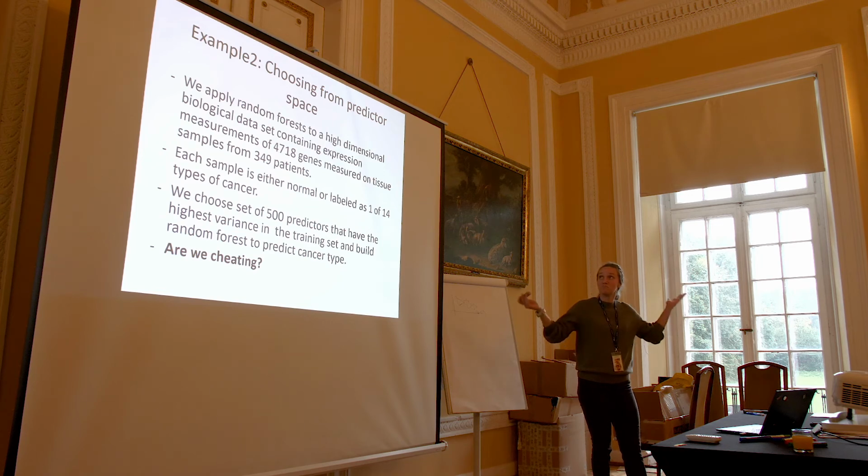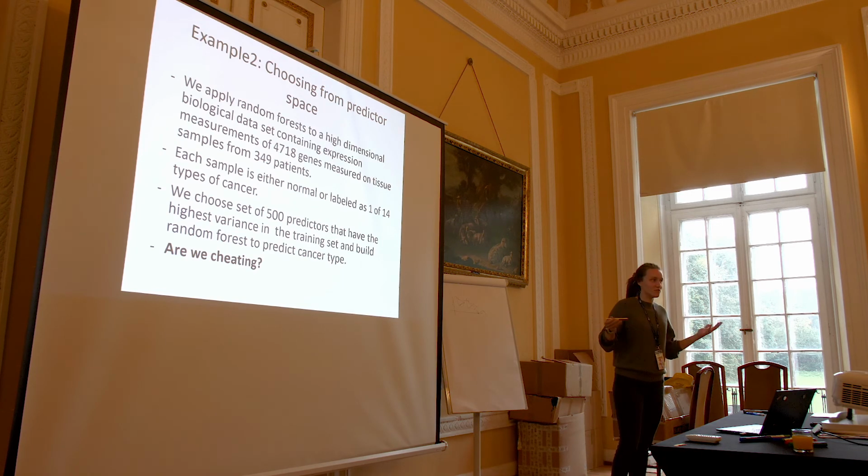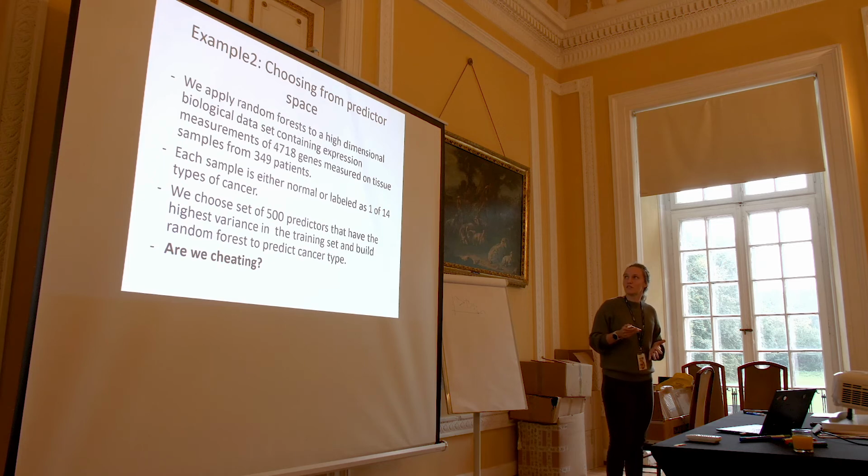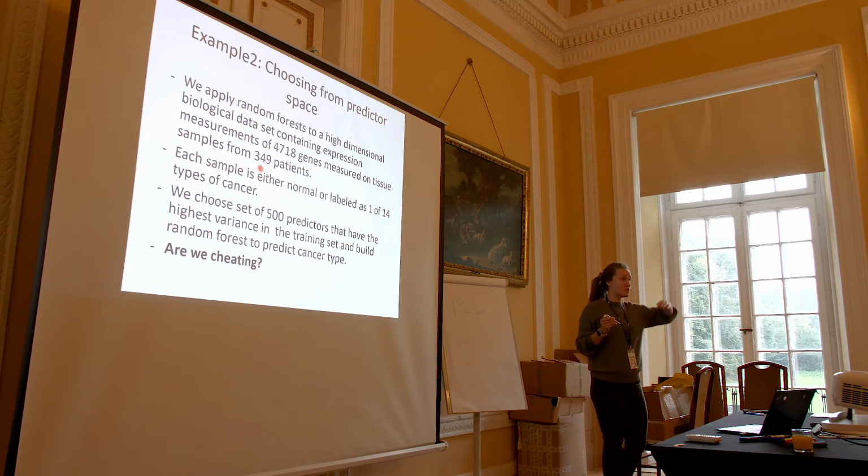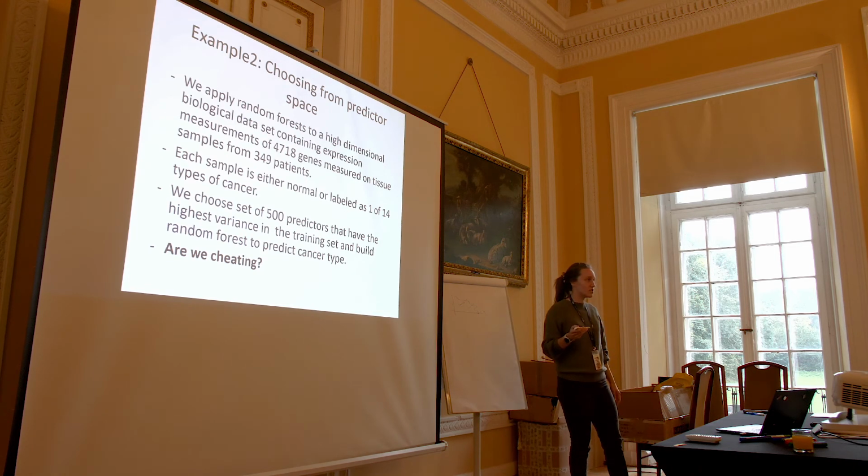Okay, second example, beautiful. Now we know better, right? We apply random forests on high-dimensional biological datasets containing expression measurements for 4,700 genes measured on tissue samples from patients. So we had 350 patients. Each patient is one observation. So far, so good. And then genes are columns. Genes are variables. We choose a set of 500 predictors that have the highest variance in the training set and build random forests to predict cancer type. Are we cheating?